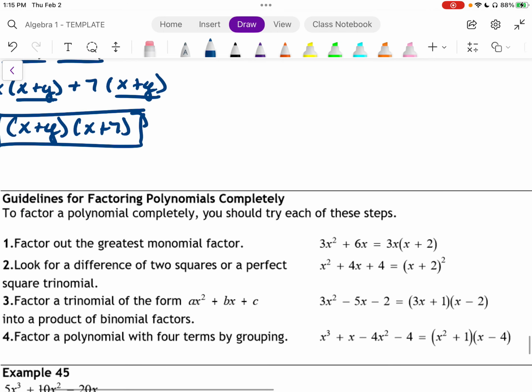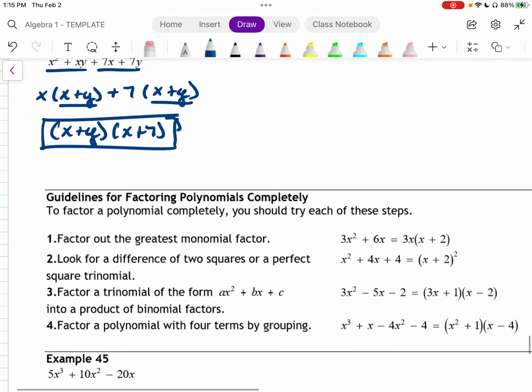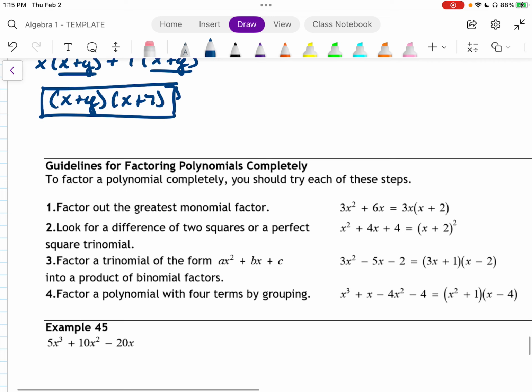All right, here's some guidelines to use, just some things to keep in the back of your head. Whenever a problem just says to factor, now that we're putting everything together, you first want to look and see, is there something that I can pull out of everything? Is there a monomial? After that, they say to look for a difference of 2 squares or a perfect square trinomial. Now, I normally don't look for the perfect square trinomial piece of it, but the difference of 2 squares, I definitely do that. That would be like a squared minus b squared. I definitely look for that.